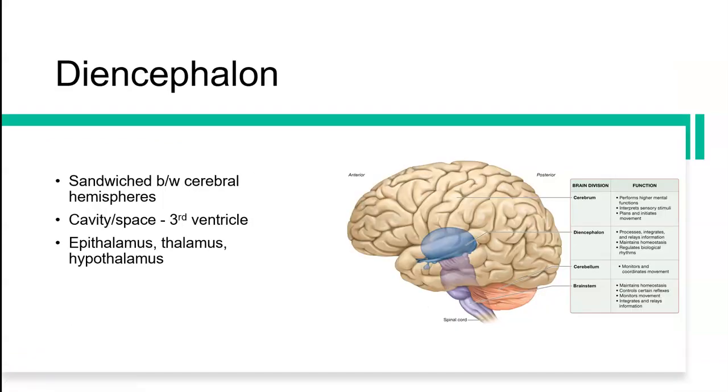Now we'll look at another major brain area, and that is the diencephalon, which is sandwiched between the cerebral hemispheres, and therefore it's sometimes called the in-between brain because it's in between the 2 cerebral hemispheres. The cavity or the space included in the diencephalon is the 3rd ventricle, and the diencephalon itself has 3 major components: the epithalamus, the thalamus, and the hypothalamus.